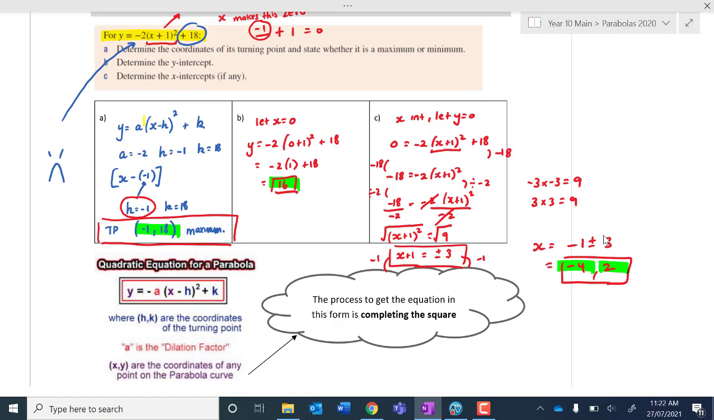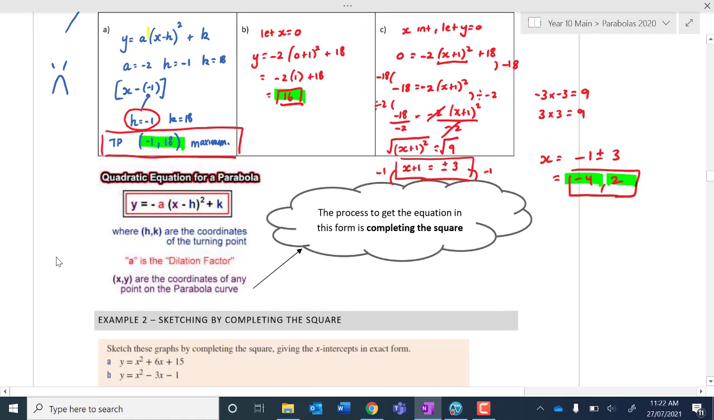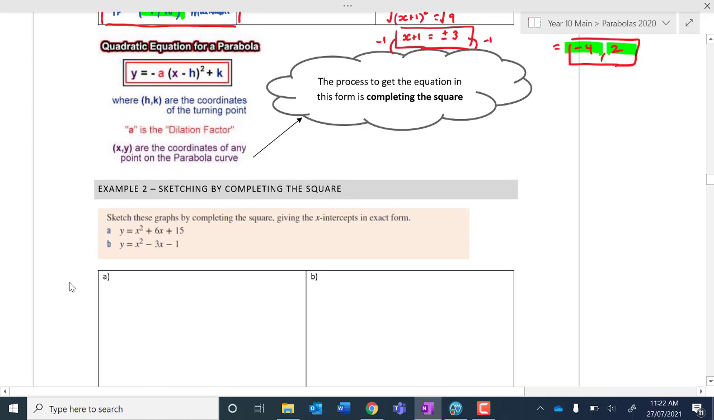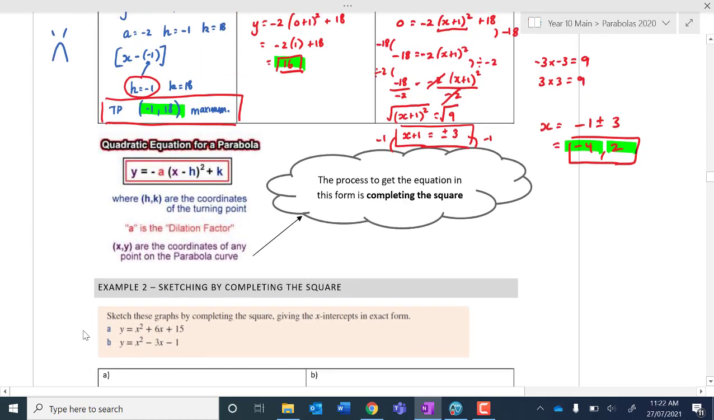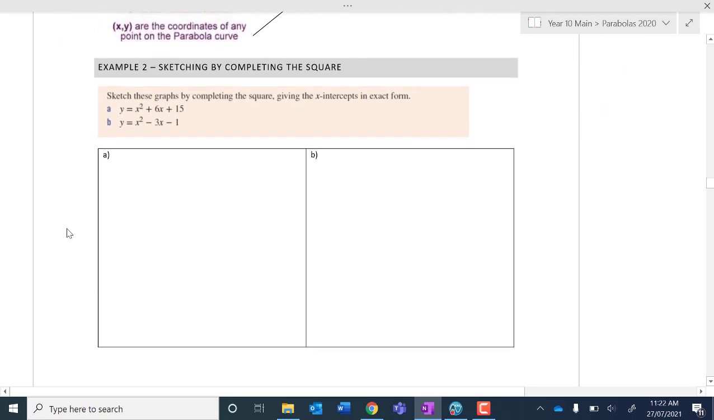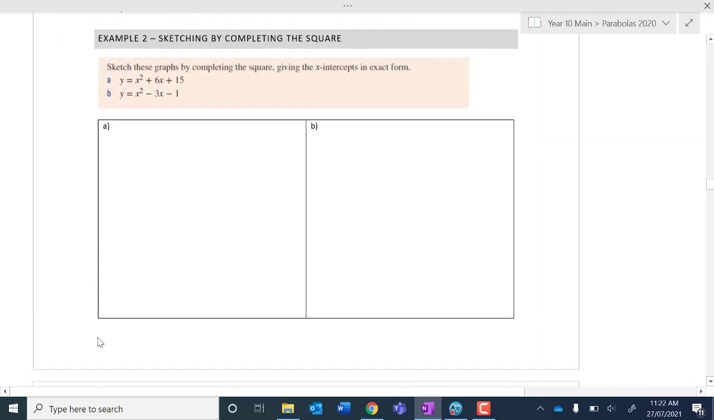Now look, got to practice this a fair bit for sure. Now, we've looked at this sort of thing in turning point form, but how do we get things in turning point form? Well, we're going to have to do that by completing the square. So there is a fair bit in this. First of all, let me just talk about these ones here where we're completing the square.